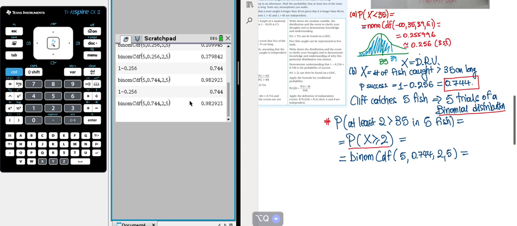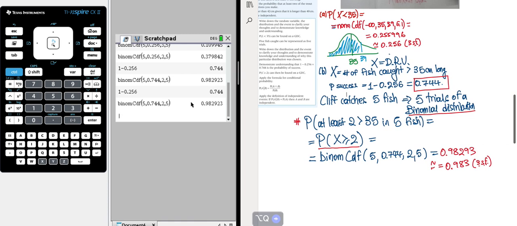Press OK, put your answer down, which is 0.98293, and then round to 3 significant figures: 0.983. And that's a really nice part of the question, because it gives you the opportunity to see, like we discussed in the lesson earlier today, how you can combine the binomial distribution with the normal distribution, or a combination of different kinds of distributions, which is what we really need.